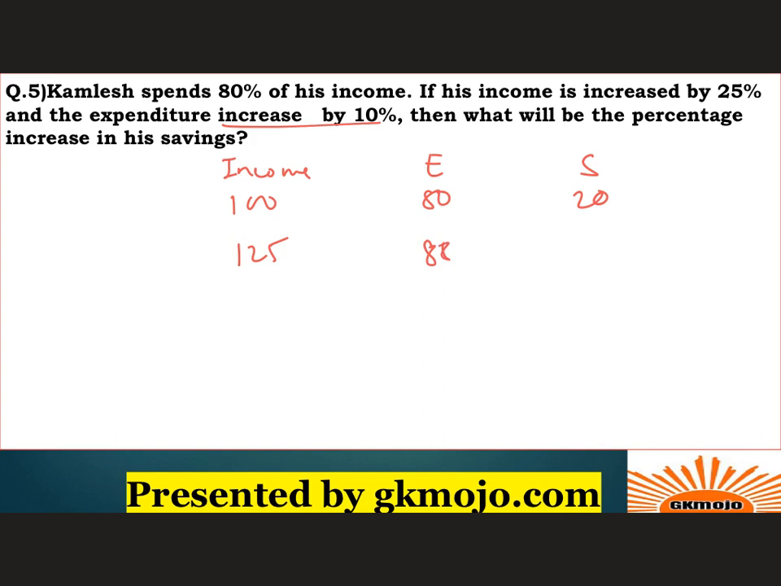What is the difference between income and expenditure? It is 37. So the saving is 37. So from 20, the new saving is 37. So there is an increase of 17 on a base of 20. Multiply this by 100. 2 1s are, 2 5s are. What is 17 5s are? 85. So there is an 85% increase in his savings.